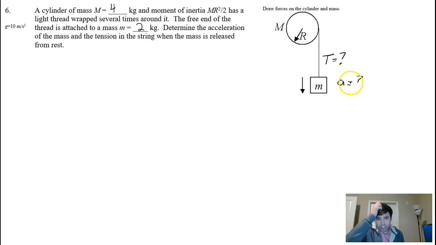Now again, so long as we find the acceleration of anything, if we can find the acceleration of this pulley, its angular acceleration, then we know the acceleration of the mass because it's all connected. So we just have to find the acceleration of one of these things, and we'll be good. And then once we find the acceleration, finding the tension is pretty easy.